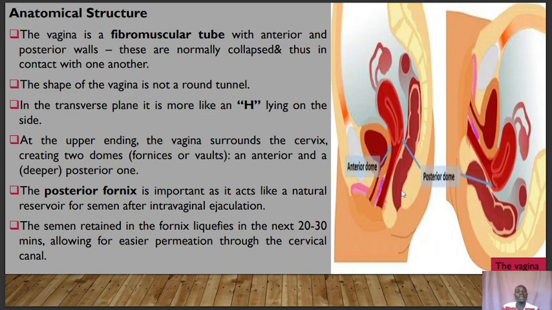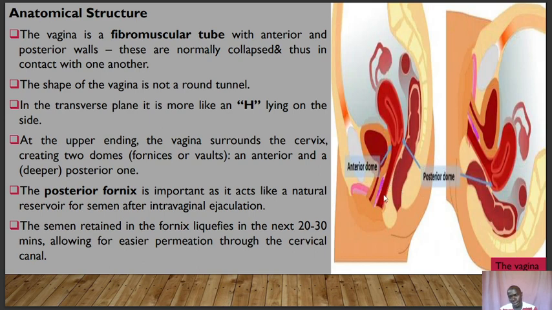So the vagina is a fibromuscular tube with anterior and posterior walls. These are normally collapsible and thus they are normally in contact with each other. So the shape of the vagina is not a round tunnel as many of you think. Instead, when you look at it in the transverse plane, it's more like an H lying on the side.